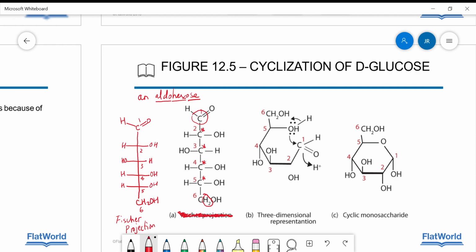Now, Fischer projections are linear. They're acyclic. Acyclic just means not cyclic. And now we've got something that's cyclic. What's cyclic? The Haworth projection.